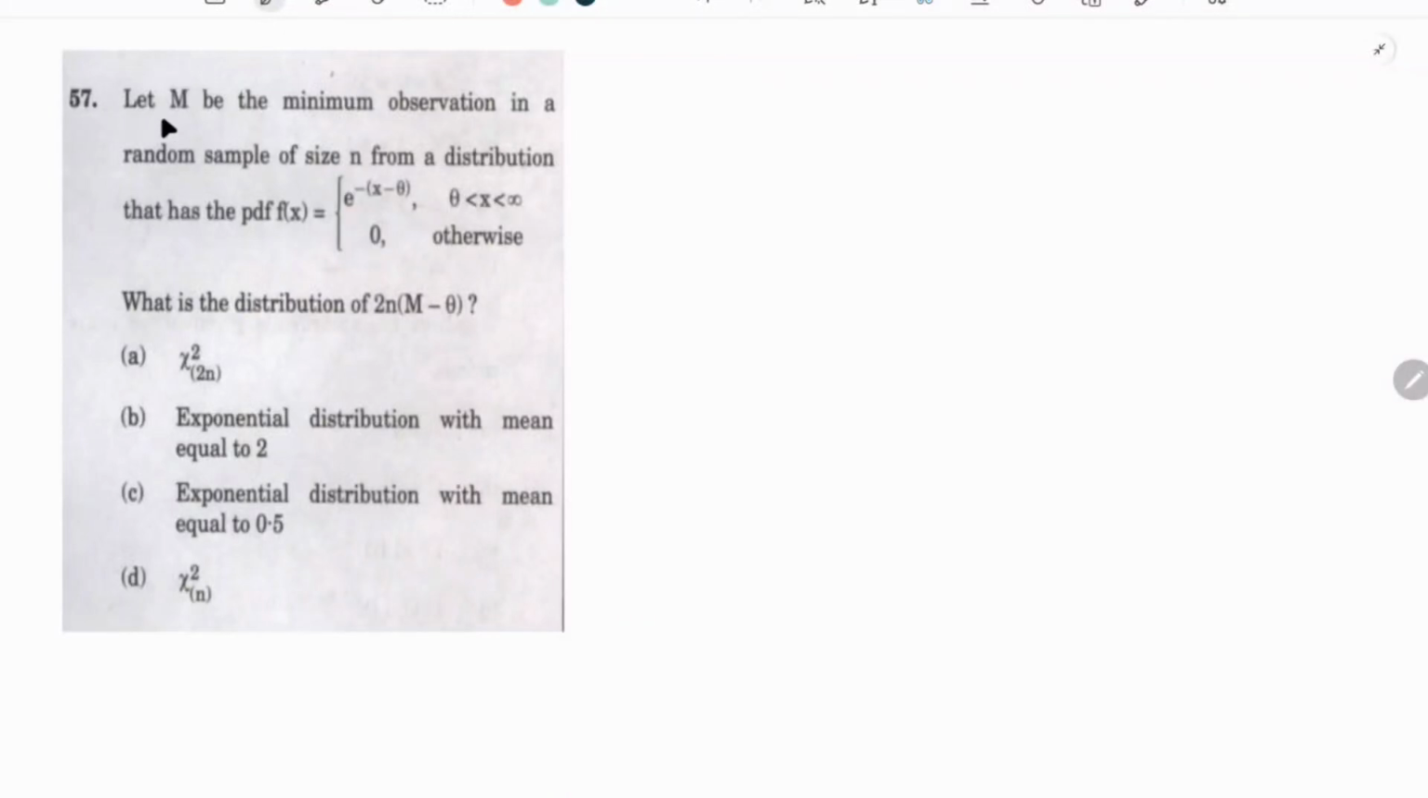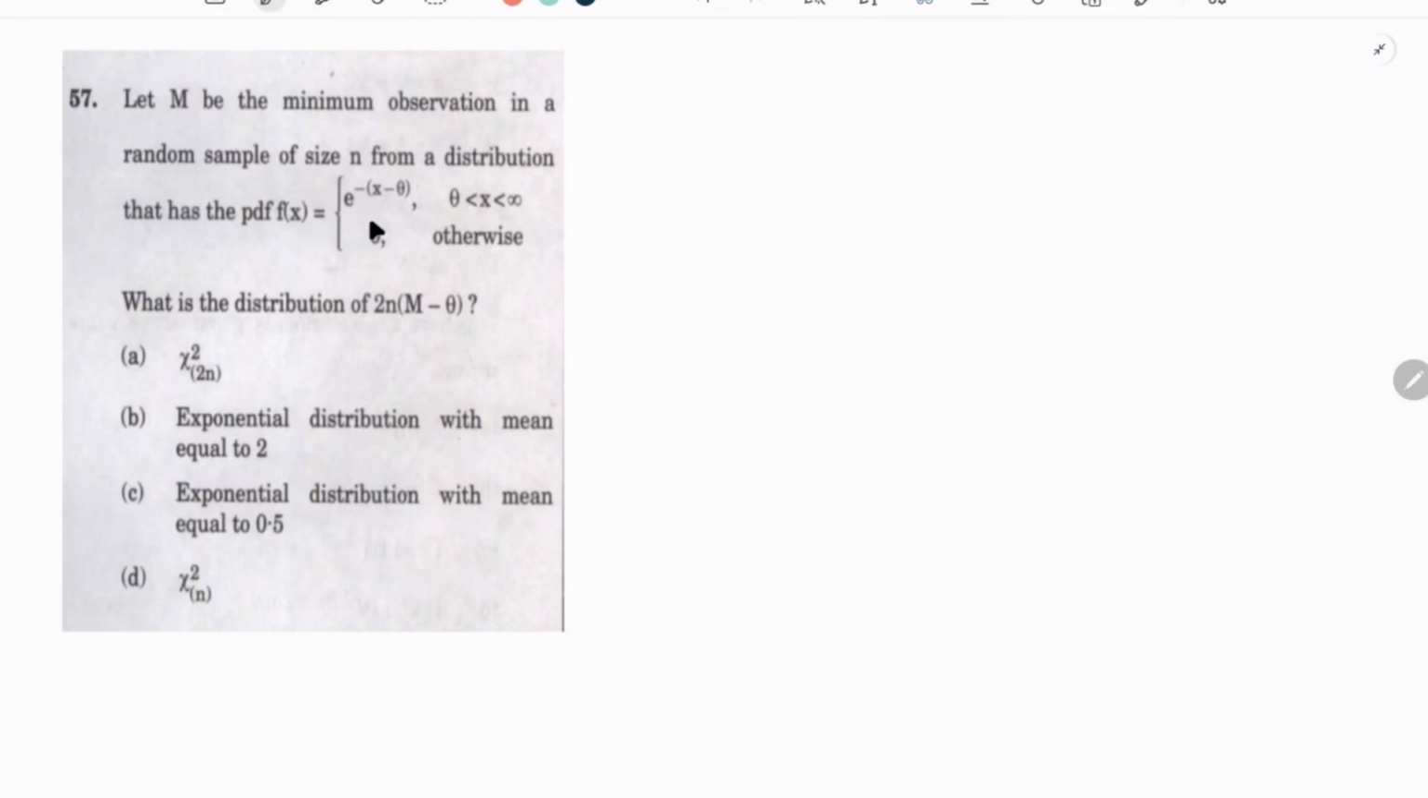Question number 57. Let M be the minimum observation in a random sample of size n from a distribution that has PDF f(x) equals e to the power minus (x minus theta). What is the distribution of 2n times (M minus theta)?